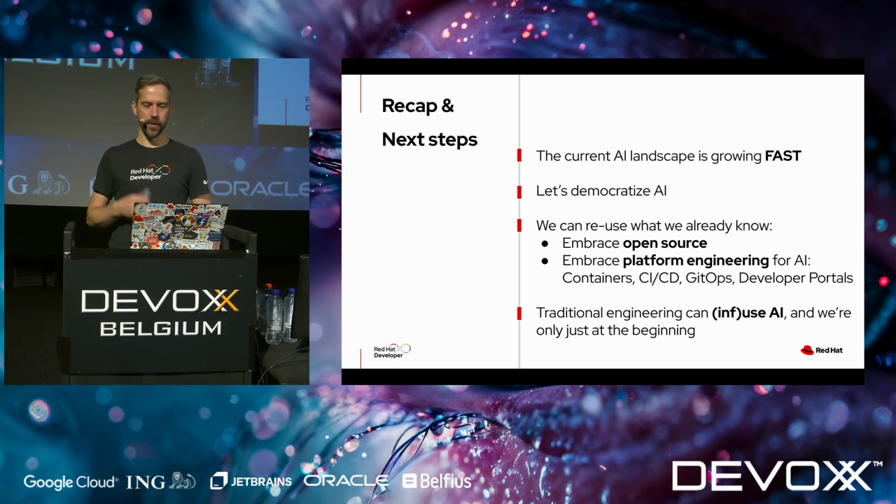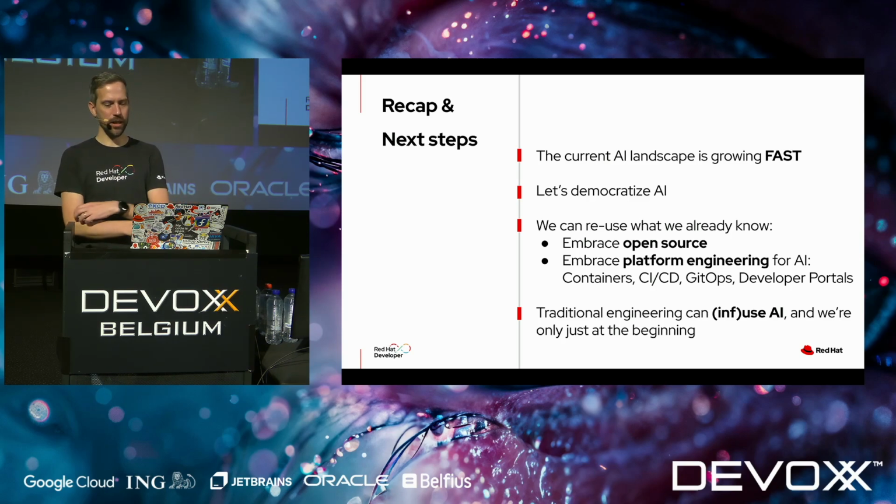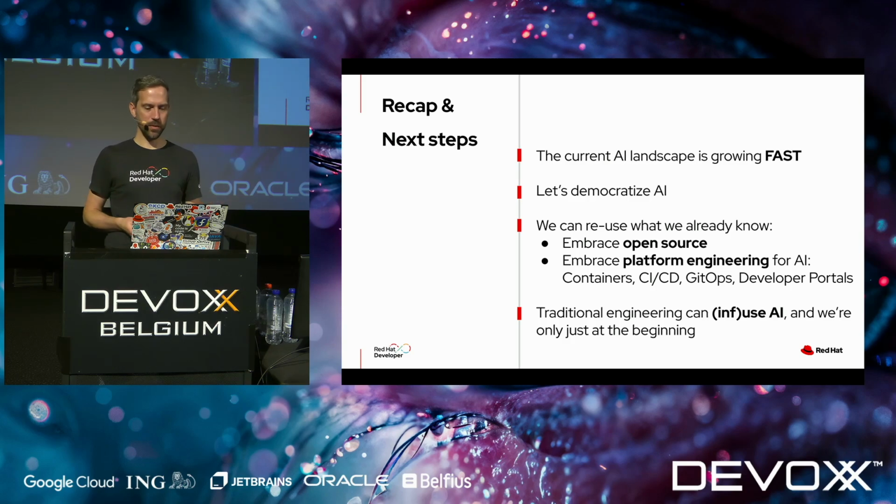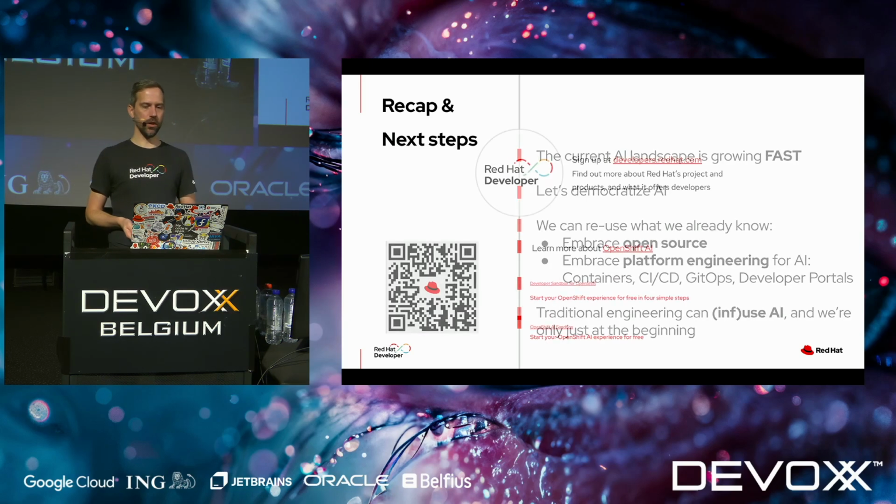And then, of course, we want to embrace the same things that we've embraced for regular applications, right? We want to use platform engineering. Those kinds of concepts are really important to operationalize this kind of new world. And I hope I showed you some examples of how to do that. There are other projects out there, so this was just a highlight of projects that I'm personally involved with. But hopefully this was interesting to you. And then you also saw how traditional engineering can infuse and work with AI as well. And I think we're just at the beginning of what's possible in that world.